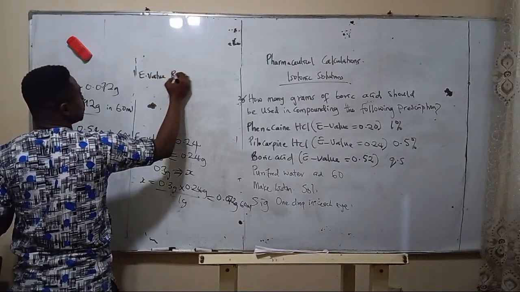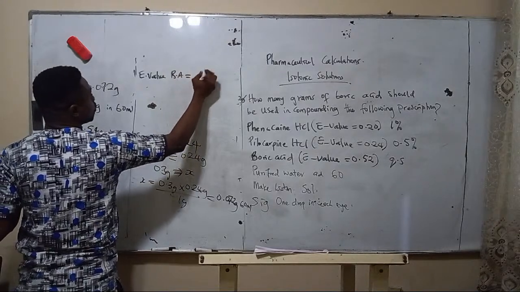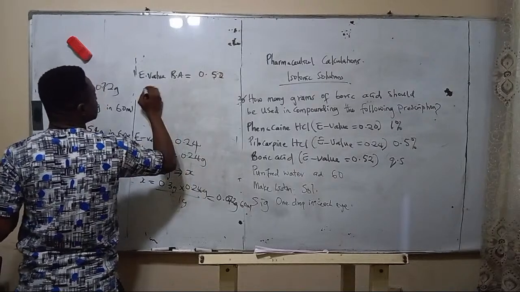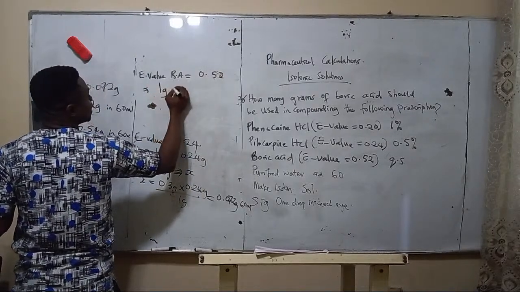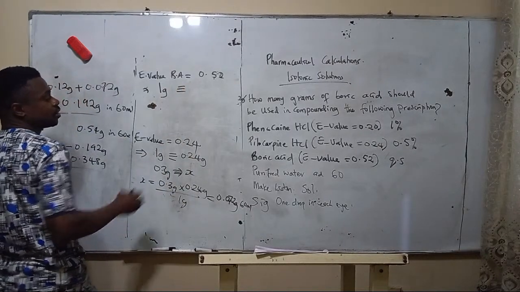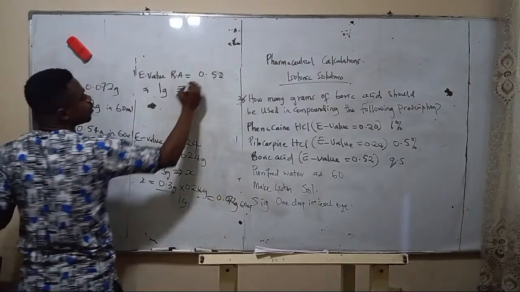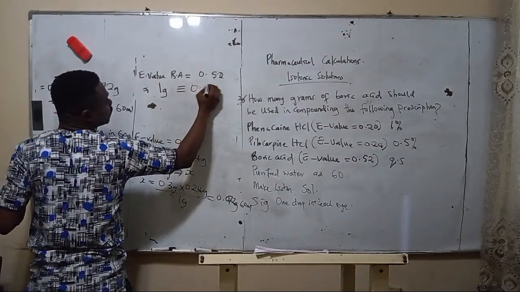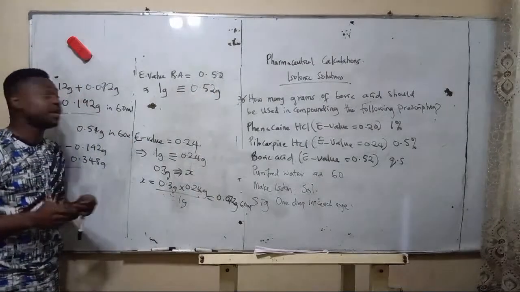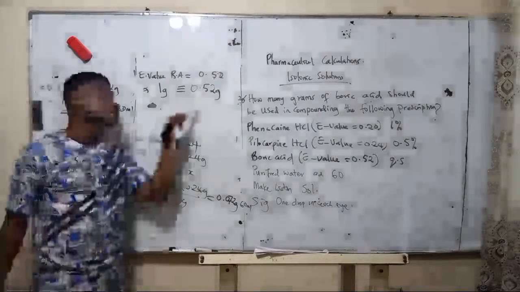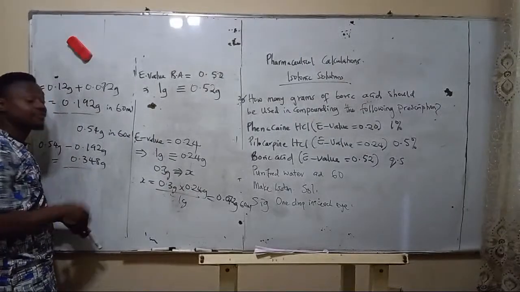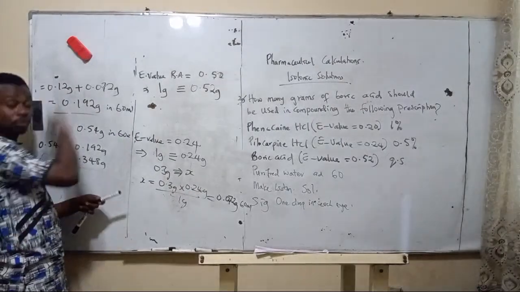BA, boric acid, is 0.52, which implies that 1 gram of boric acid has the same tonicity, or tonic effect, as 0.52 gram of sodium chloride. That's the meaning. It means that 1 gram of boric acid is equivalent to 0.52 gram of sodium chloride. We only have 0.348 gram of sodium chloride, so we need boric acid.